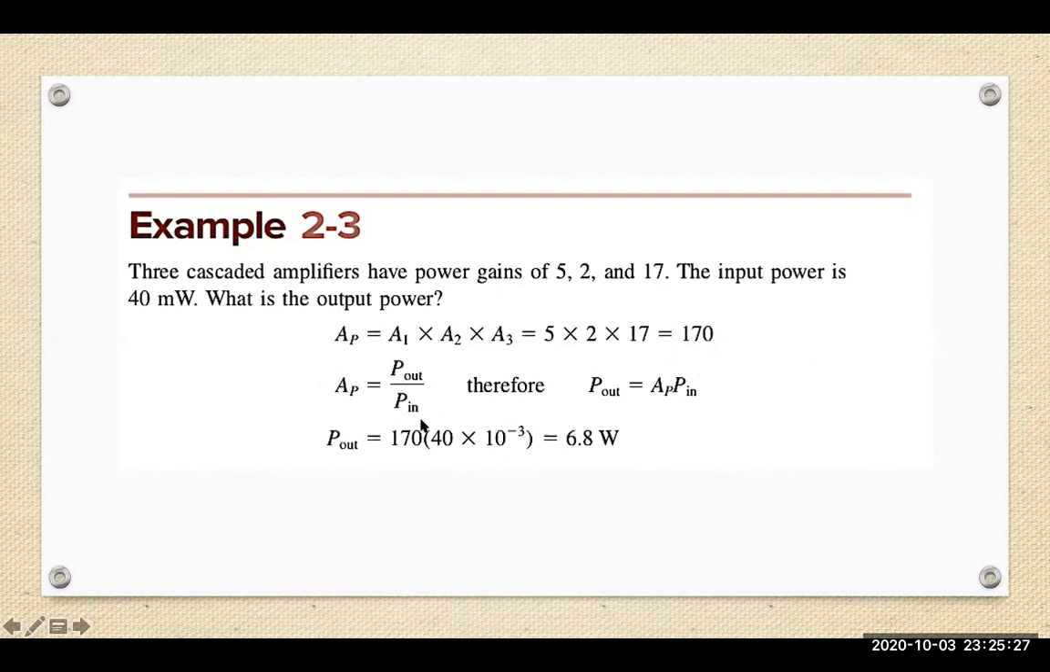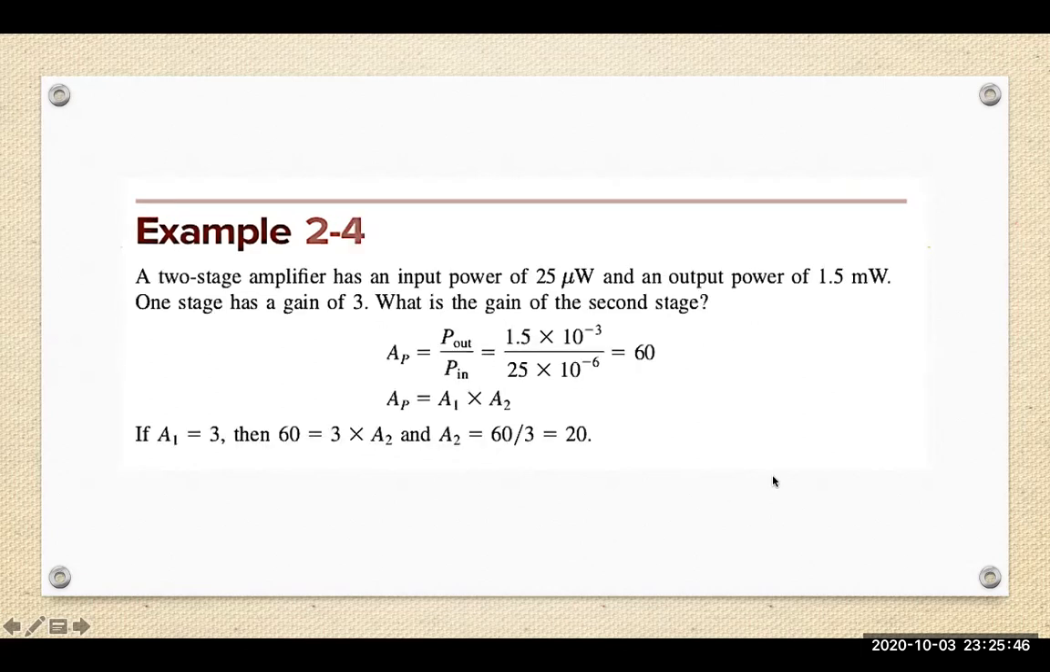So we have 170 times 40 milliwatts, or 40 times 10 raised to minus 3 watts. Therefore, the value of the power output is 6.8 watts. So it should be greater than the power input since it amplifies. Again, gain means amplification.